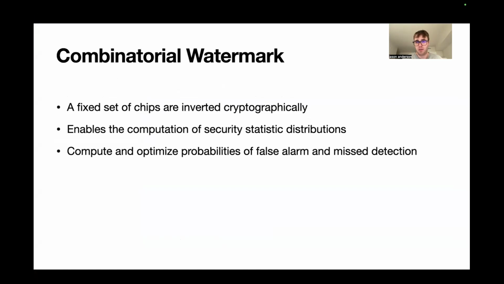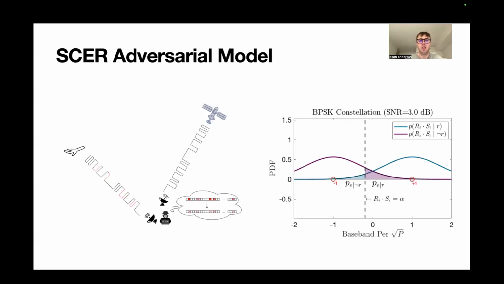This paper is about the combinatorial watermark, which is where a fixed set of chips are inverted cryptographically in support of ranging authentication. The combinatorial watermark enables the computation of security statistic distributions, which is nice over other watermarks, and that allows you to compute and optimize probabilities of false alarm and misdetection. The security code estimation and replay adversarial model has been known for a while.